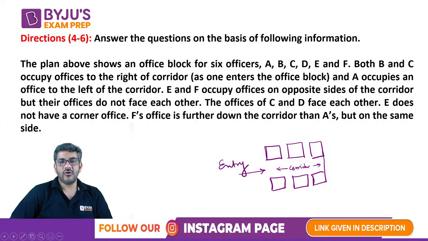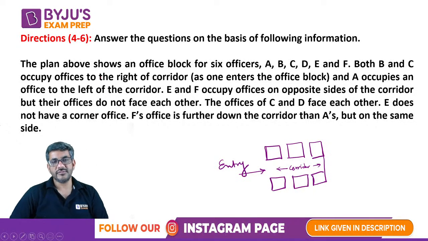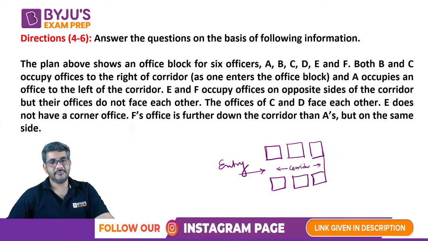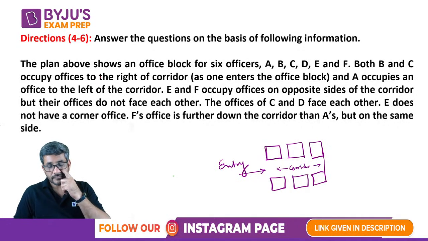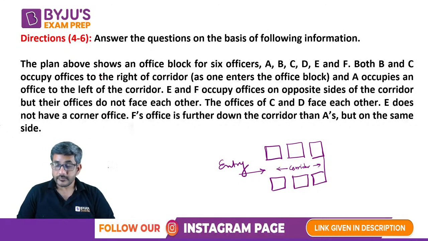E and F occupy offices on opposite sides of the corridor, but their offices do not face each other. The office of C and D face each other. E does not have a corner office. F's office is further down the corridor than A's, but on the same side. This set is an actual CAT set, as you can see on the screen now. Okay, I think we can start doing it now.